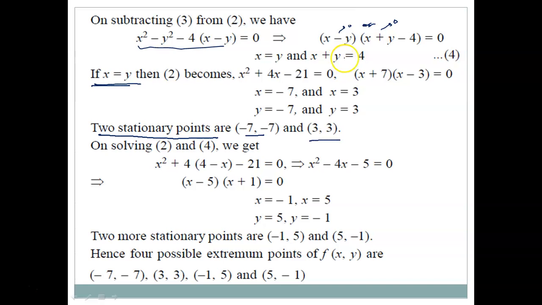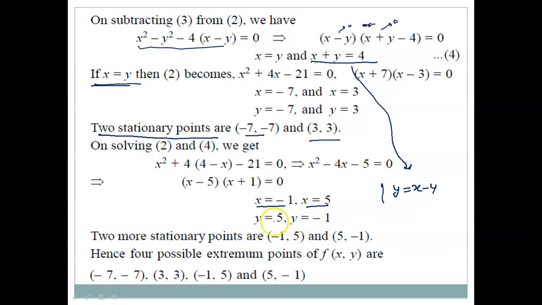On solving 2 and 4 further, we have x plus y is 4. So that means you can say y equal to 4 minus x. And you substitute the value in equation number 2 again. Again, we get this equation. So in that situation, x is minus 1 and x is 5. You are considering the second case when x plus y is 4. That means it gives you y equal to 4 minus x.